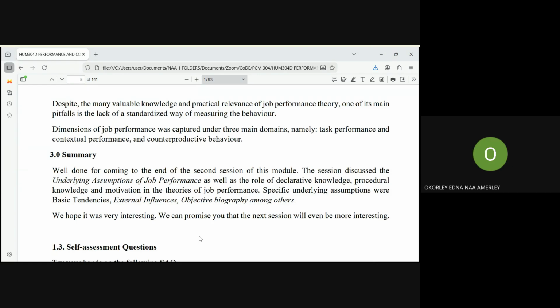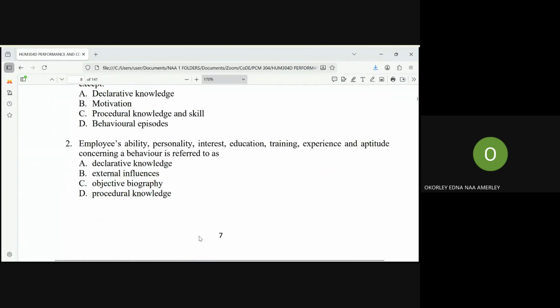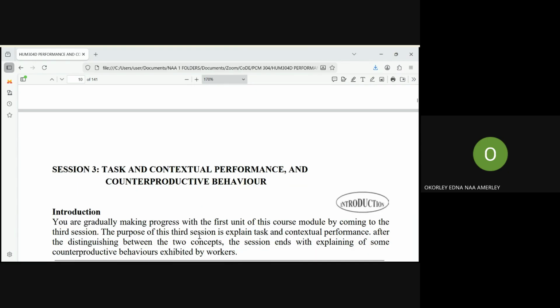So we have come to the end of Unit 3, and here we have been able to see some theories underlining job performance, or underpinning job performance. We have seen declarative knowledge, we have seen procedural knowledge, and then we have also seen motivation in the theories of performance. We have gone ahead to look at Motowidlo and some assumptions he raised, bordering on the basic tendencies, the external influences, the objective biography, as well as other areas or other description that he has given. And when you read the module, it's going to give you more information on these things. Right. So, okay, so that was session 2.